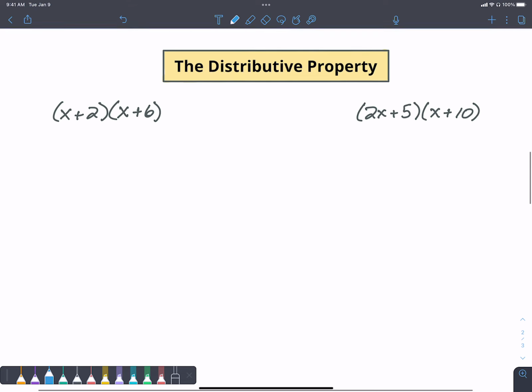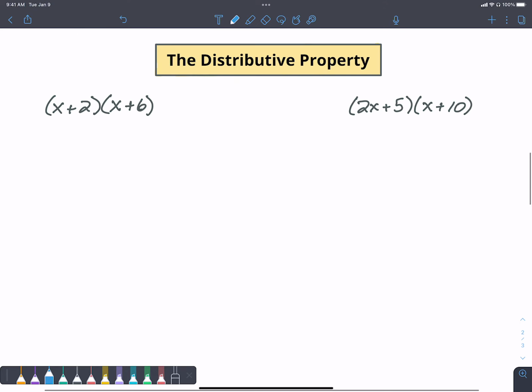Now, maybe we want to use a model called the distributive property. This is really just using the algebraic process of how do I multiply two things together. So to do that, I'm just going to break apart these parentheses. What the distributive property says is I need to make sure that this x is multiplied by everything in here, and this 2 is multiplied by everything in here. You'll see that it's very similar to the area model that we've done before, but we're going to now just do it algebraically.